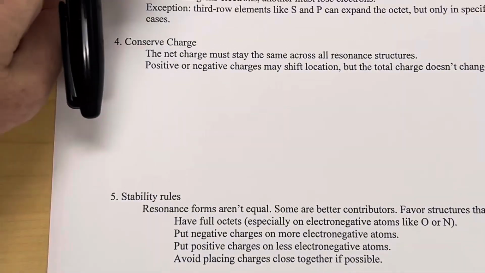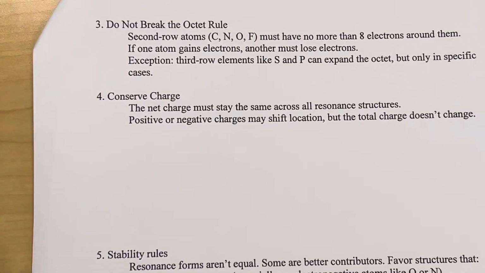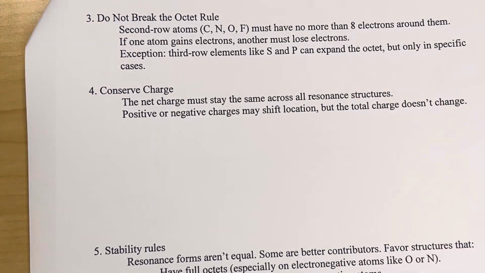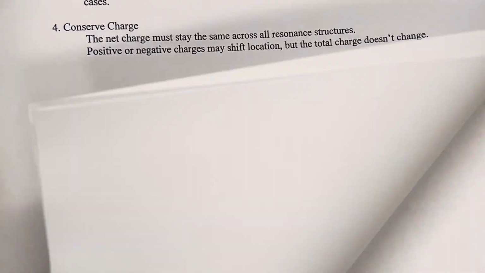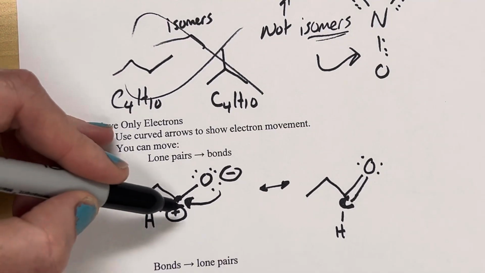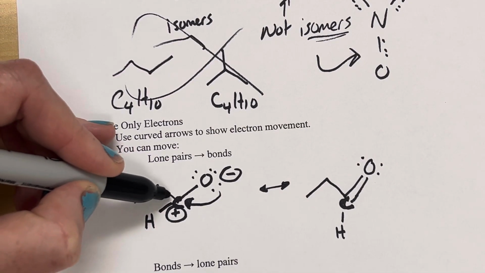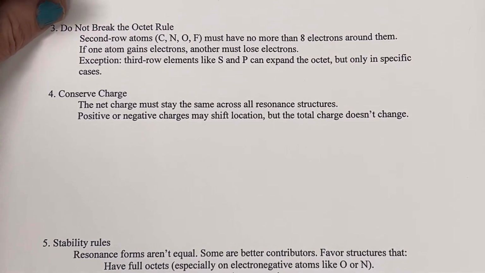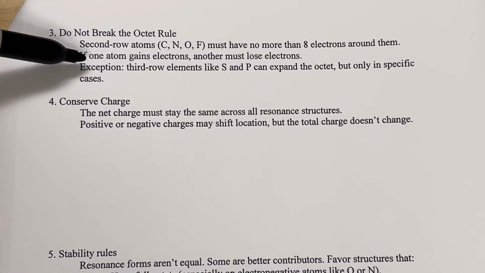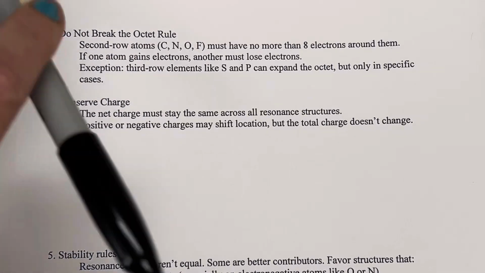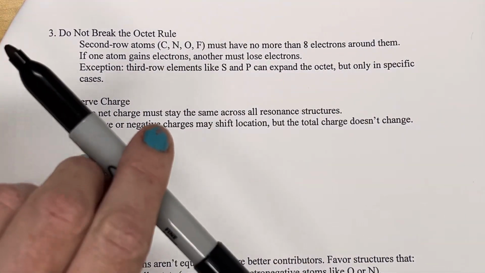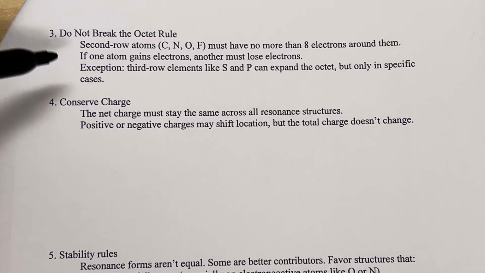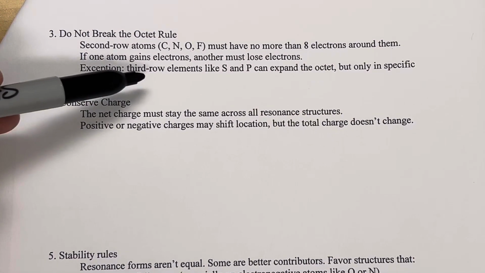The next one I don't have a lot of examples for. We'll talk about them as we go, but you can't break the octet rule. You can have less than 8 electrons. An example is something we just did. This carbon right here with a positive charge only had 2, 4, 6 electrons around it. You can have less, but you cannot have more than 8 electrons around it at any given time. If one atom gains electrons, then the other one must lose. Like we took that double bond and shifted it, that carbon had electrons, and when we moved it, it lost them.